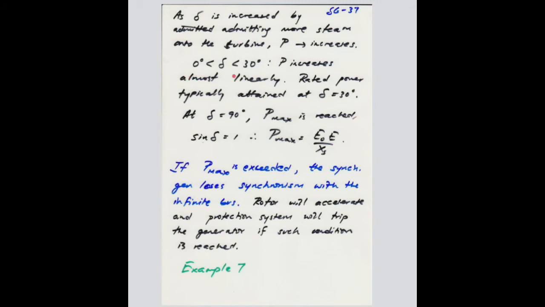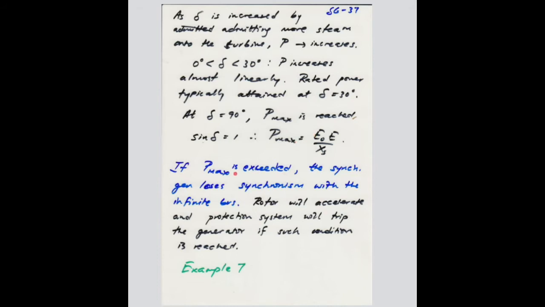So normally, when you operate in this region, which is from 0 to 30 degrees, right? So your power is expected to increase almost linearly. And as you reach 90, obviously, then the maximum power is reached, where sine of delta is 1, and you can compute the maximum power. This is the maximum power per phase. And if you multiply by 3, you will get the maximum 3-phase power.